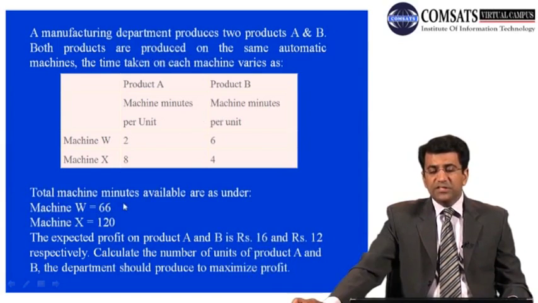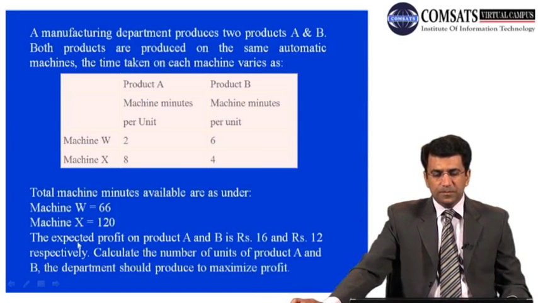Now the total machine minutes available are as under: machine W 66, machine X 120. It means, as we discussed, that all the entities, especially the human resource or the machines, have particular constraints. So what are the constraints here? Machine W cannot work above 66 minutes in this case. Similarly, we cannot spend more than 120 minutes on machine X. So these are the constraints for these machines.